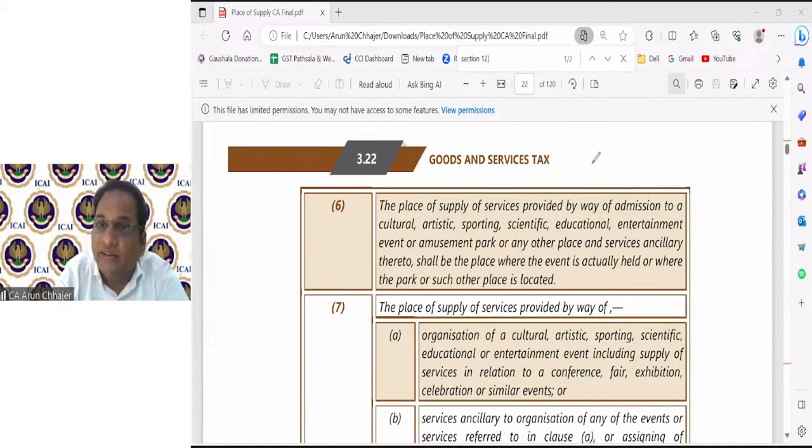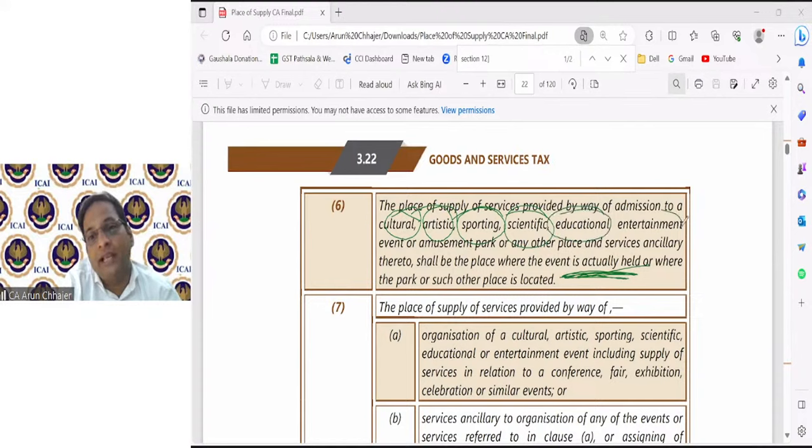For admission to the event, the place of supply is where the event is actually held, the location of the event. Which events are they talking about? Cultural event, artistic event, sports event, scientific event, educational event, entertainment event, amusement park or any other place, and services ancillary thereto shall be the place where the event is actually held. It means the location of the event would be the place of the supply. The location where the event is being actually held or where the park or such other place is located, that would be the place of supply.